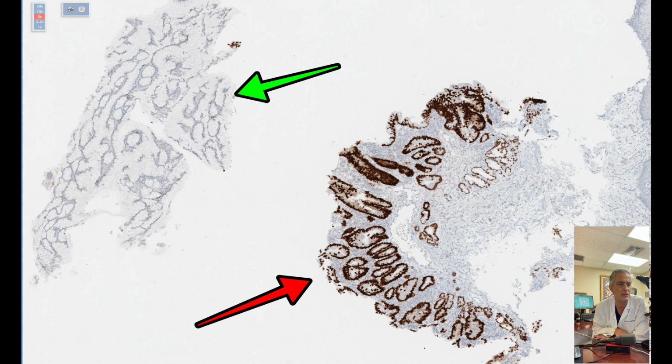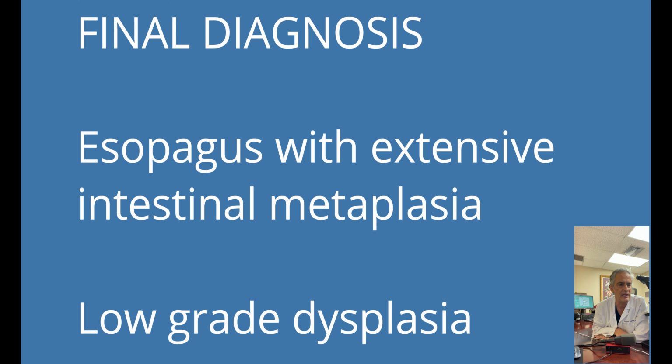The green arrows show the cardiac type mucosa, negative. The red arrows show the abnormal mucosa with intestinal metaplasia. So my final diagnosis was esophagus with extensive intestinal metaplasia and low-grade dysplasia.